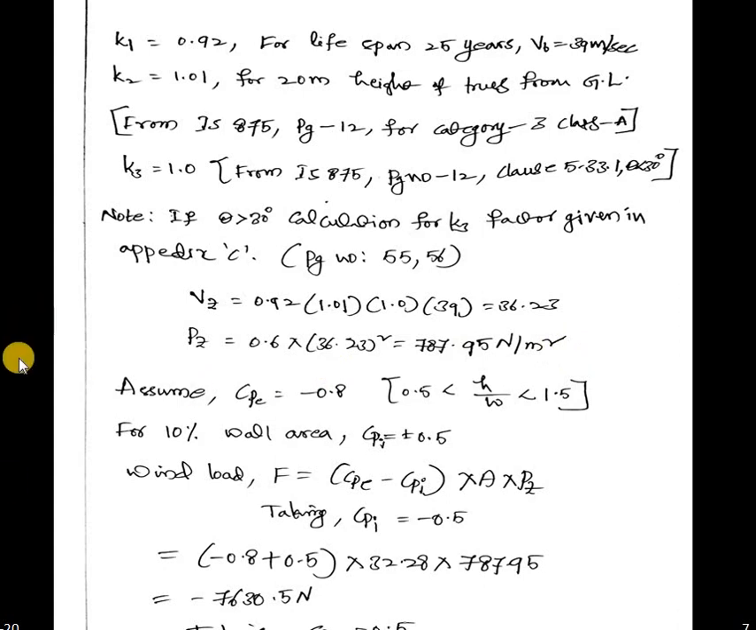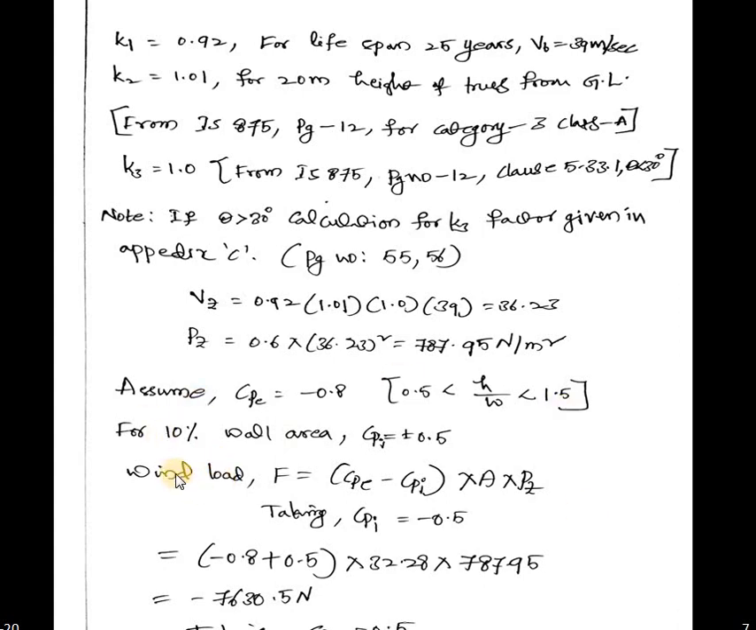Now I am assuming that the external air pressure coefficient is equal to minus 0.8. Why am I taking this value? In general we can assume it, but if you want to go through the code book, you can go to the code. That limit is 0.5 less than h by w less than 1.5. I have taken minus 0.8. For 10% of wall area, the internal coefficient is plus or minus 0.5.